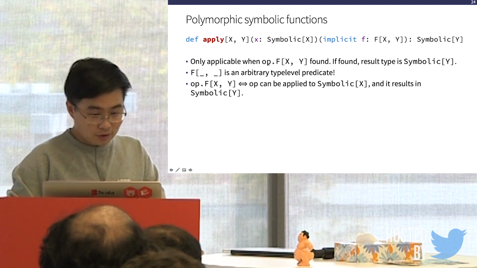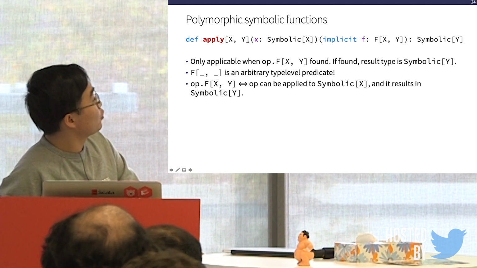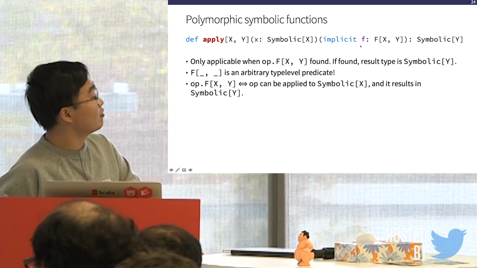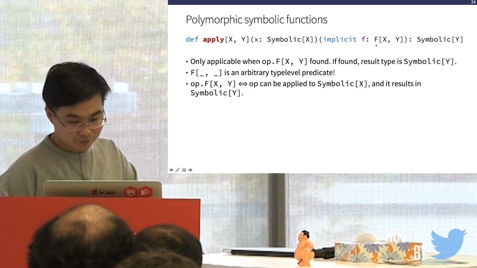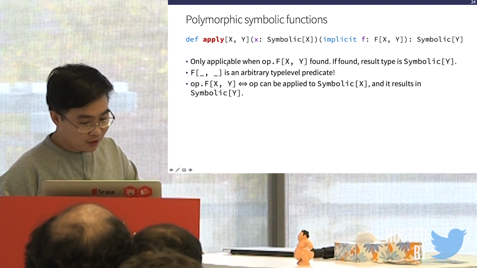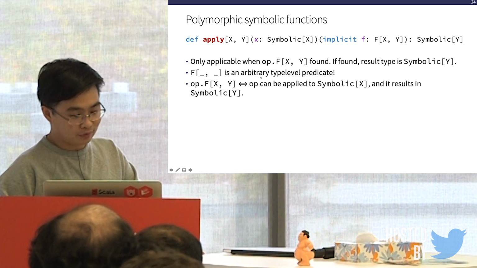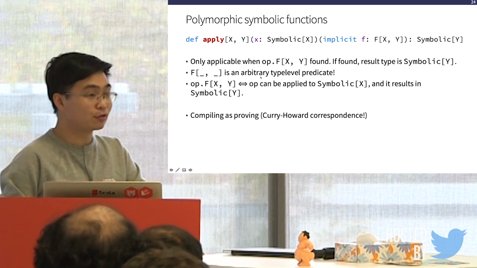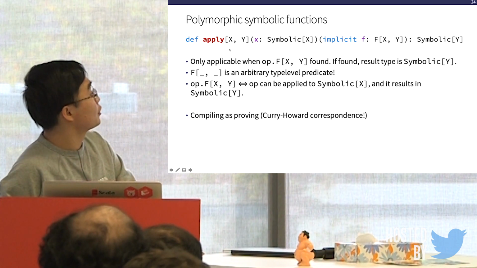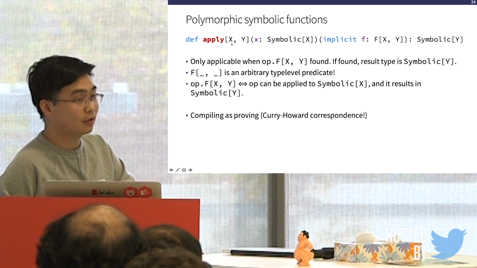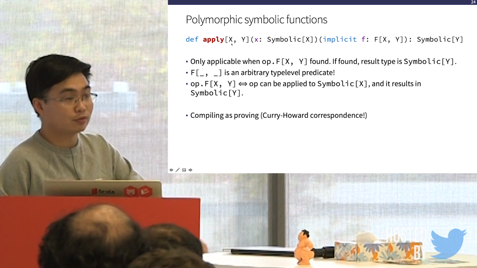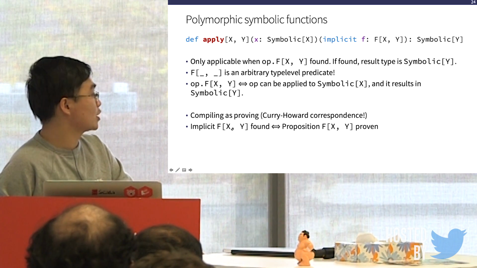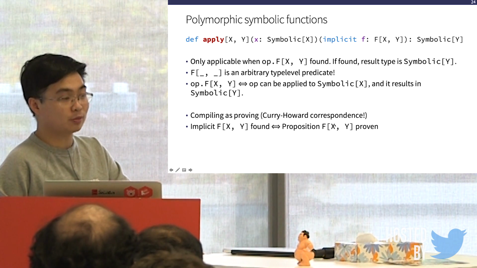So this signature, we can apply this function on symbolic of x as long as we can find an f[x,y]. So f[x,y] is an arbitrary type level predicate. So this is compiling as proving. We are proving that this operator can be applied on type x. If that is proved, then we can proceed with compilation. So if implicit f[x,y] is found, that is, proposition f[x,y] is proven.